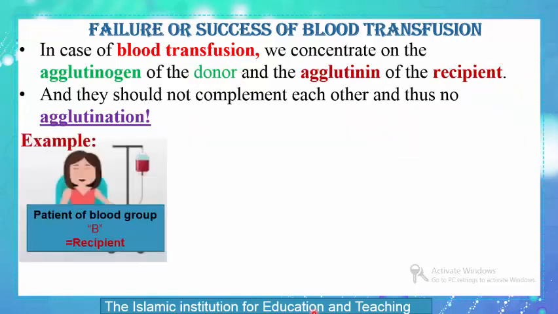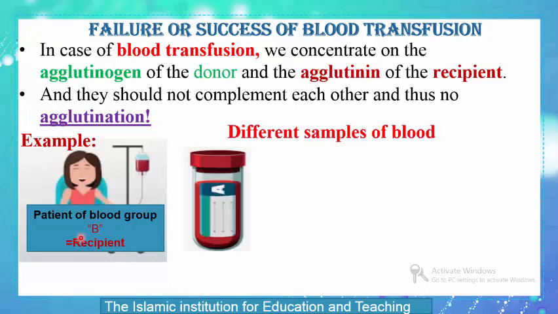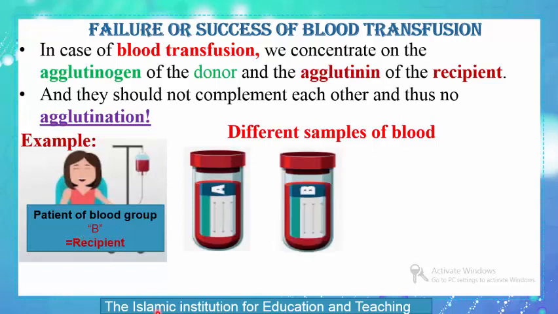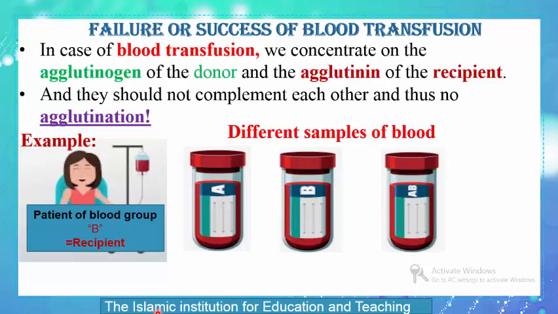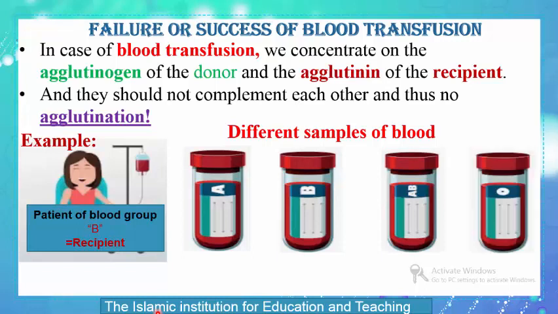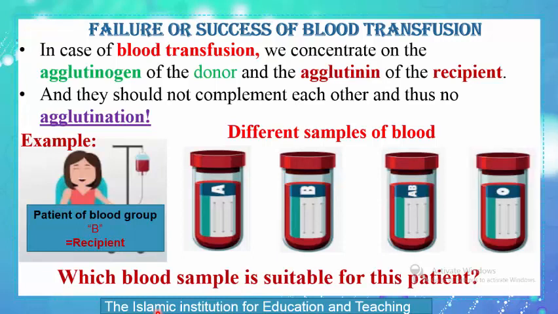To understand well the way we study blood transfusion, concentrate please on this example. Here we have a patient of blood group B, and there are 4 different samples of blood. Sample of blood A, the second one B, the third one AB, and the last one O. What do you think? Which blood sample is suitable for this patient?